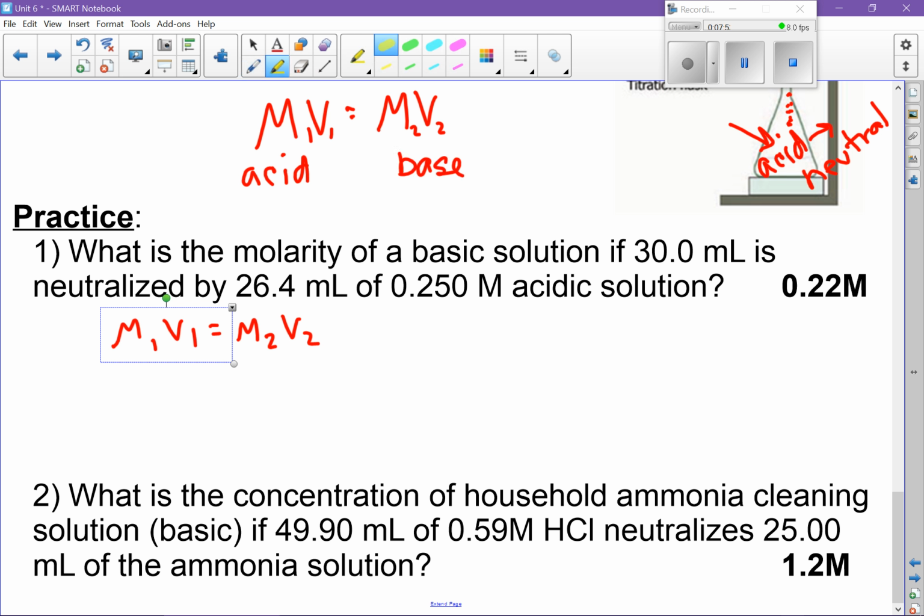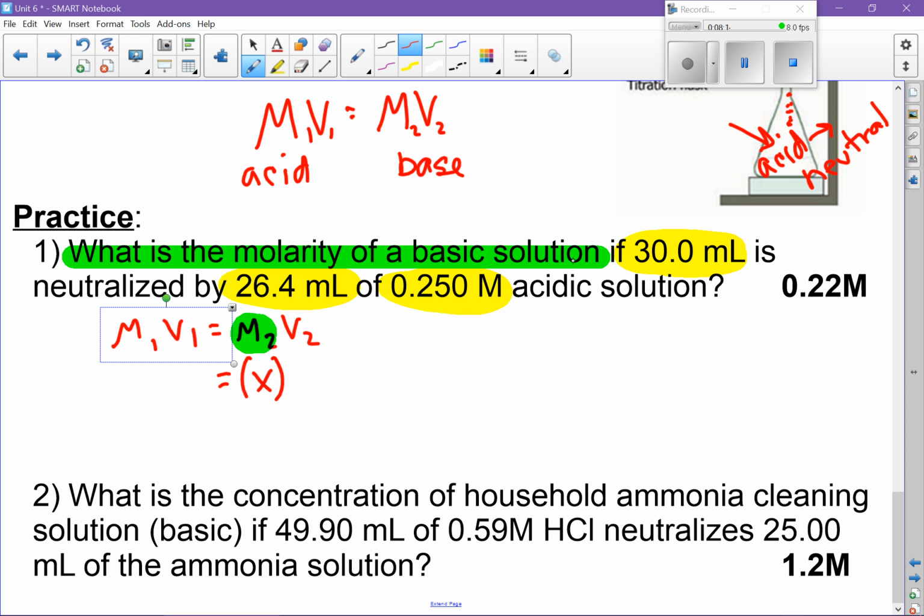So let's see what they give me up here. Here's a number, here's a number, here's a number. It says, what is the molarity of the basic solution? So if I say, here's my base side, I don't know this new molarity. So that's where X is going to go. They do tell me that the basic solution volume is 30 milliliters. So that means the acid numbers that I have, the molarity is 0.250 and the volume is 26.4.